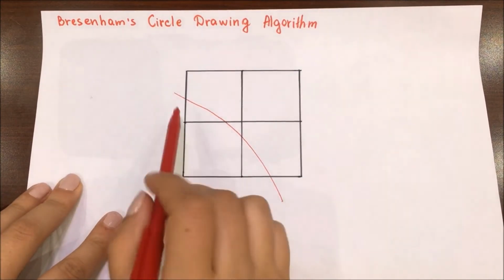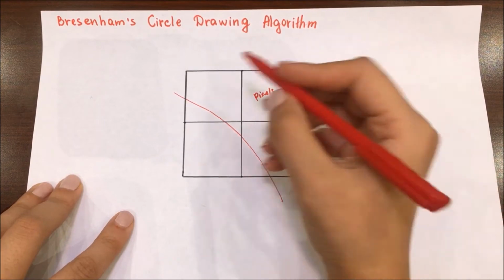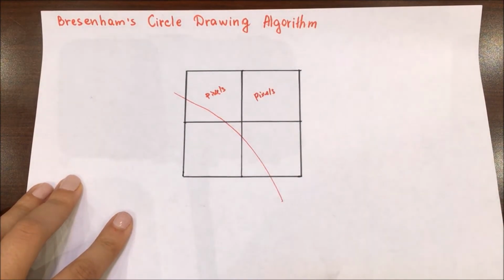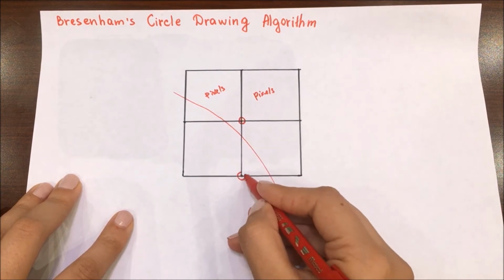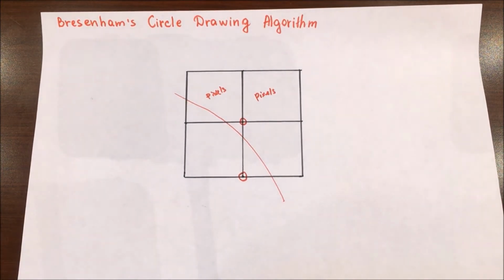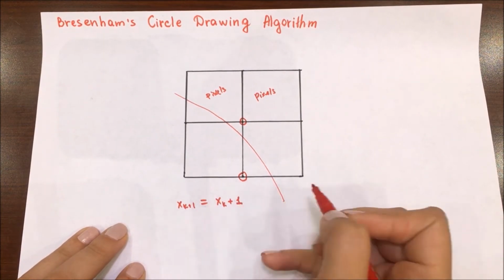Computer screens consist of many pixels. In order to draw any type of line on screen, the computer has to choose pixels. In this situation, one of these pixels should be chosen, upper or lower pixel. By using Bresenham's circle drawing algorithm, the computer will decide the right pixel.